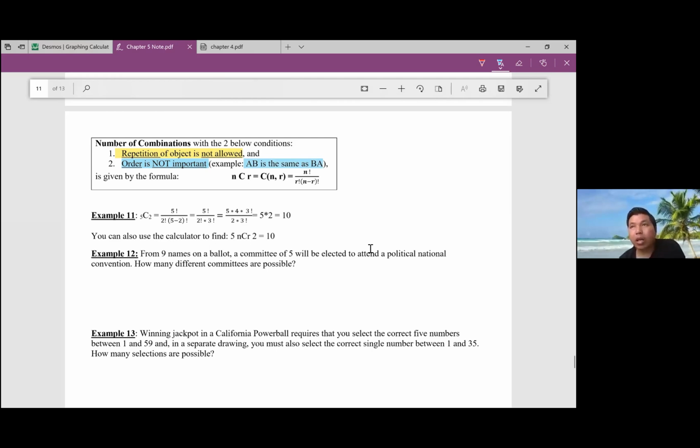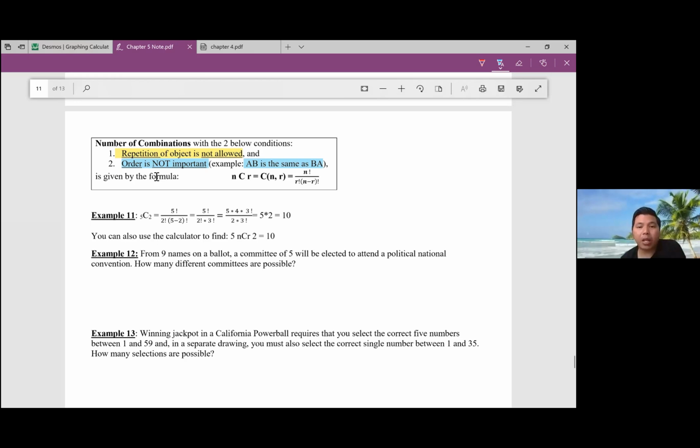AB is the same as BA, meaning I don't really care who wins, I just want to see which ones take the first 2 places. Could be horse A takes first place and horse B takes second, or horse B takes first and horse A takes second. I don't care which is the winner, as long as I got the 2 leading horses. That's what it means by combinations.